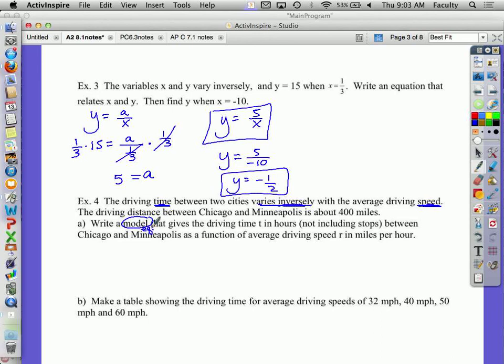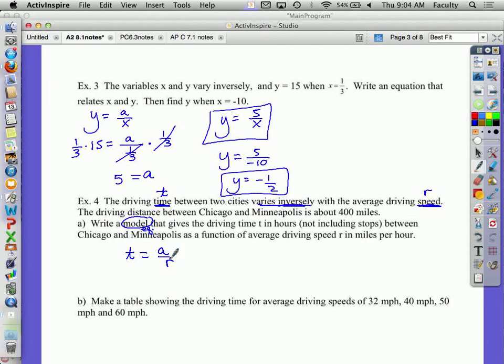Write a model that gives the driving time T in hours between Chicago and Minneapolis as a function of the driving speed R. So the first thing I'm going to do, so they gave me the letters to use, T equals A over R. Do you see where that came from? Driving time T varies inversely as the speed R.